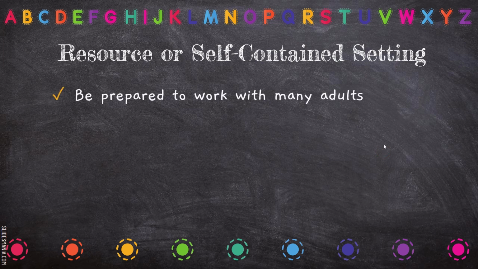So, be prepared to work with many adults who may or may not be coming in and out of the room. Depending on the level of severity of student needs, you may have multiple adults in the room with different jobs. So, this could include your speech therapist, occupational or physical therapist, and others. So, be prepared to work as a team with these providers, or be prepared for them to want to do their own thing and work independently with their students. There may also be one or more paraprofessionals or instructional assistants there to support you.